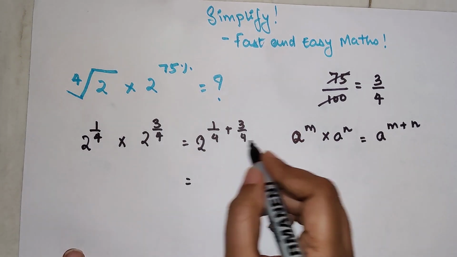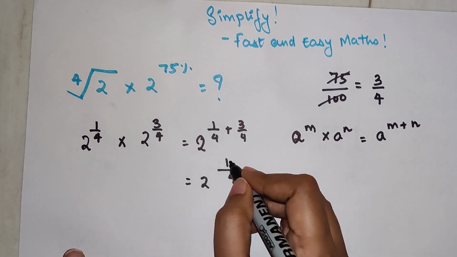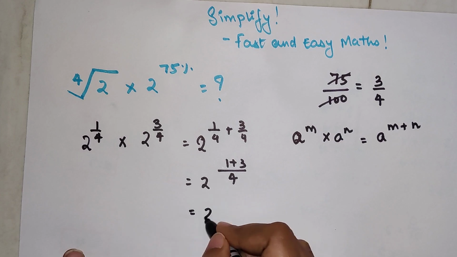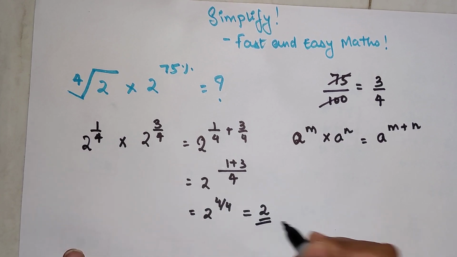So now understand, the denominators in the index are same, so I can just add 1 plus 3. So the answer is 2 raised to 4 upon 4. The final answer to this one is 2.